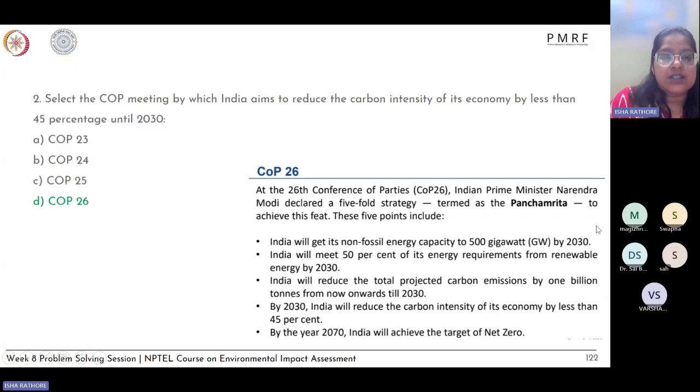That is in the Conference of Parties 26, India made this commitment that it will reduce the carbon intensity of its economy by less than 45% until 2030, and that by the year 2070, India will achieve the target of net zero. So the correct answer is COP26 or Conference of Parties 26. So D is the correct answer. Moving on to the next question.